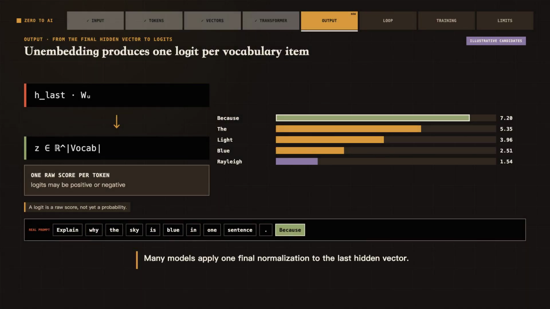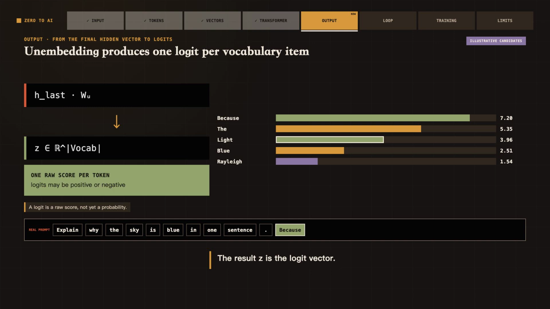Many models apply one final normalization to the last hidden vector. Then they multiply it by an output matrix, sometimes called the unembedding matrix. Z equals the last hidden vector times the unembedding matrix. With our row vector convention, the last hidden vector has width d. WU maps those d coordinates to the vocabulary size. So Z contains one logit for every vocabulary token. The result Z is the logit vector. There is one logit for every token in the vocabulary.